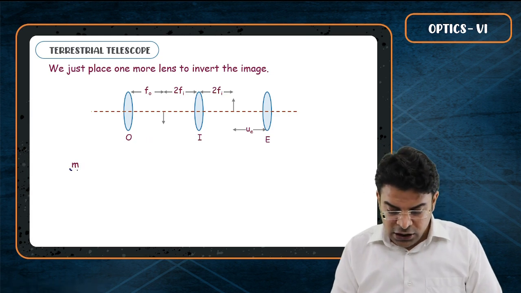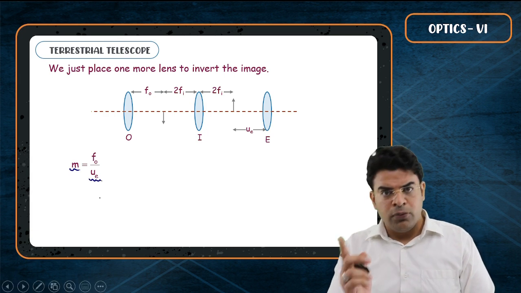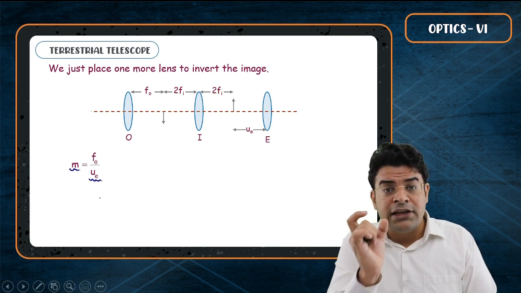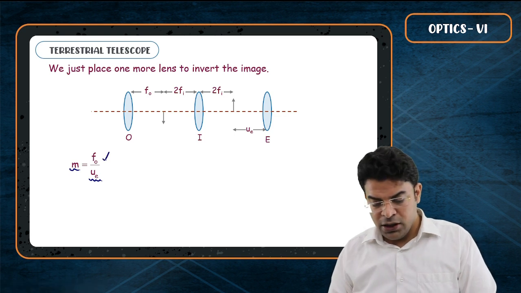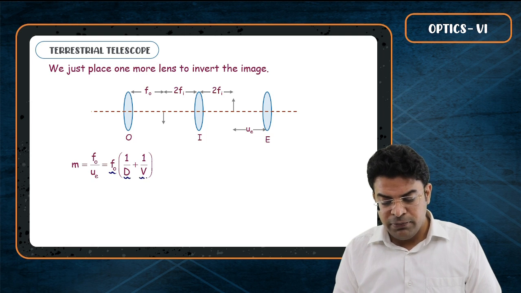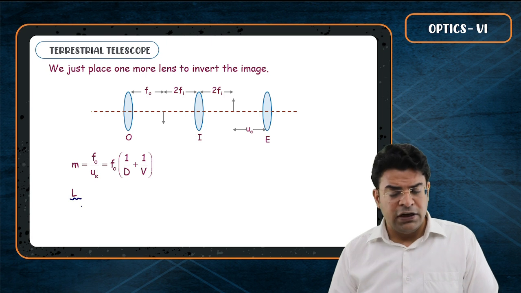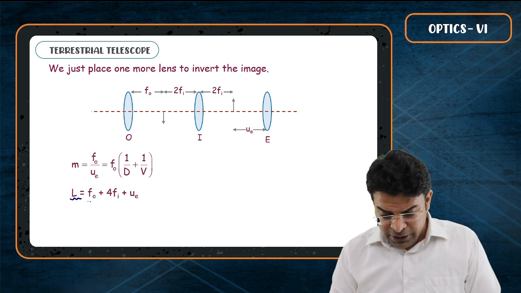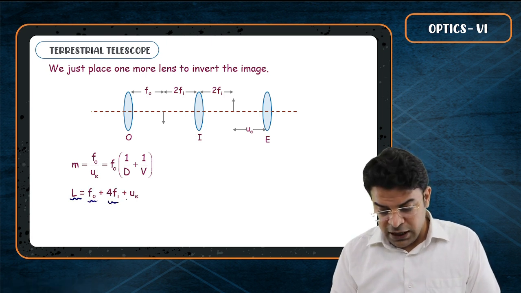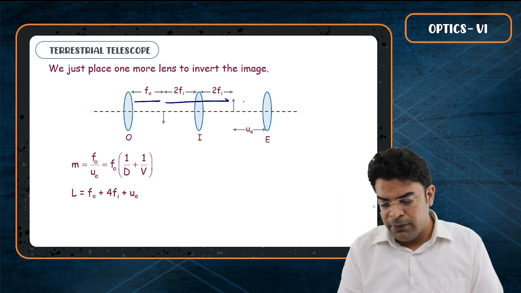Now bachcho, the magnification, you will say simply f naught by ue, the formula we got for the astronomical telescope. And in place of ue, you can again write f naught times 1 by d plus 1 by v. Nothing great here. Now, the length of the telescope will be equal to f naught plus 4fi plus ue.